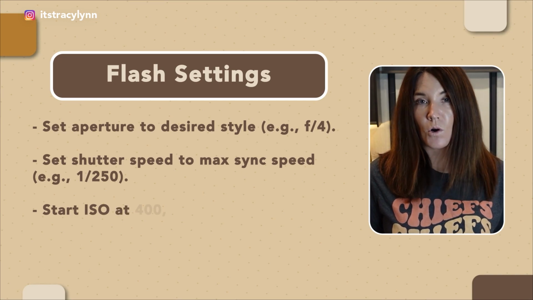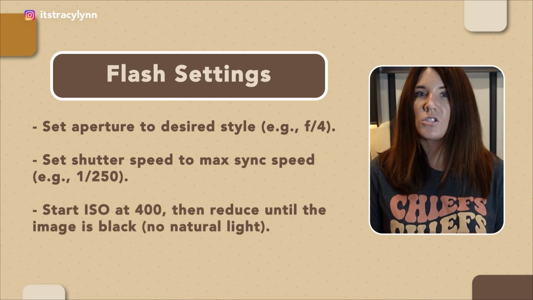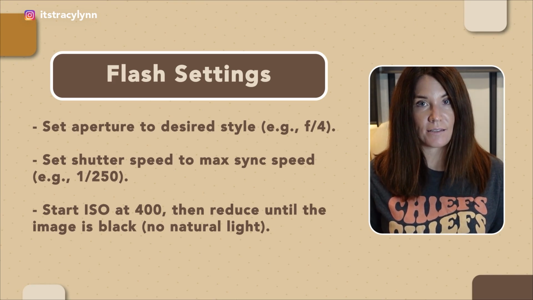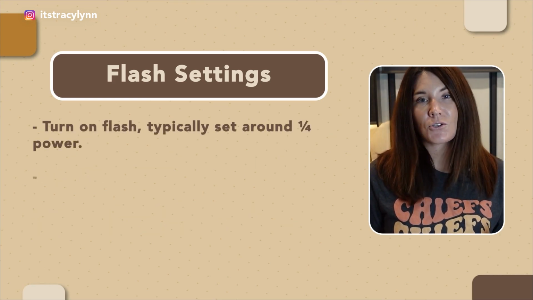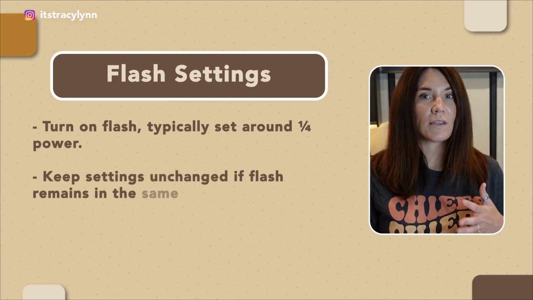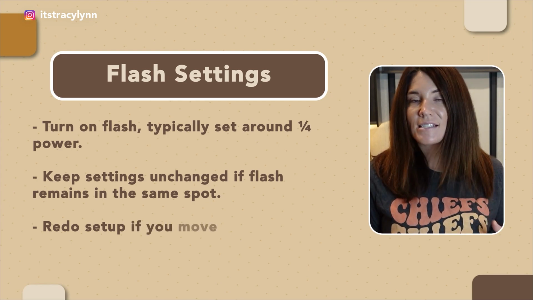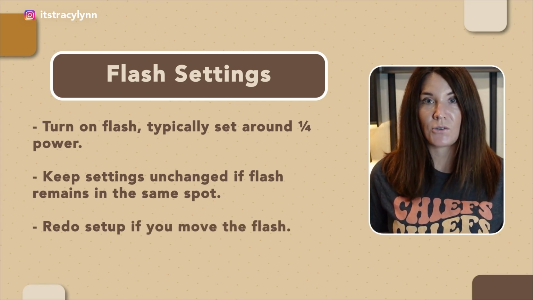Start your ISO at 400 and then just reduce it until the image on the back of the camera turns black, not allowing any natural light in. And then you turn your flash on. For these, flash power is typically a little bit higher, usually around 1/4 power. Typically with flash, we don't have to really reset any settings because the flash stays mostly in the same spot, but if you move the flash, you have to redo your settings.